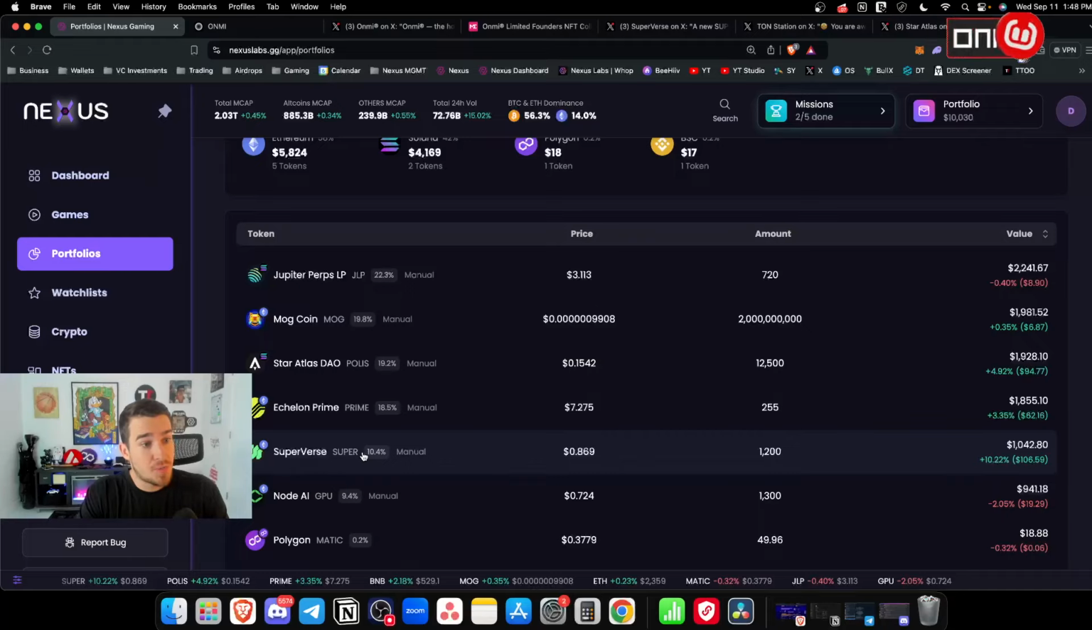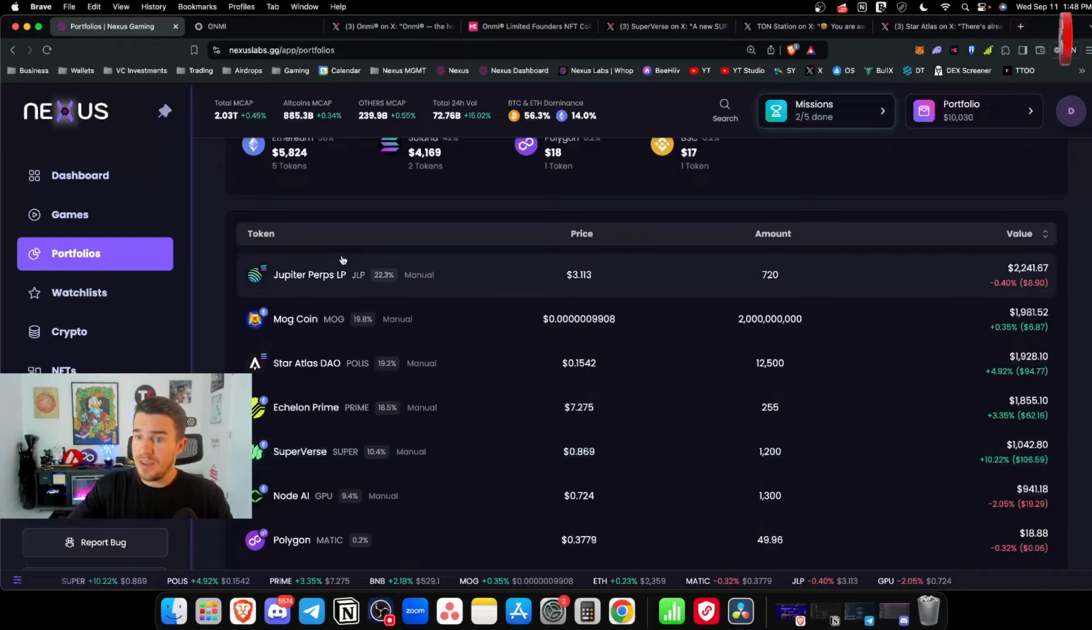MOG, Prime, and Super at least have high market caps, but Jupiter Perps LP at 40 million market cap gives me a low market cap play that is very safe in principle of the fact that you're basically just earning fees that are accrued to this token based off the fees coming in from the leverage trading on Jupiter. So let me know your thoughts.